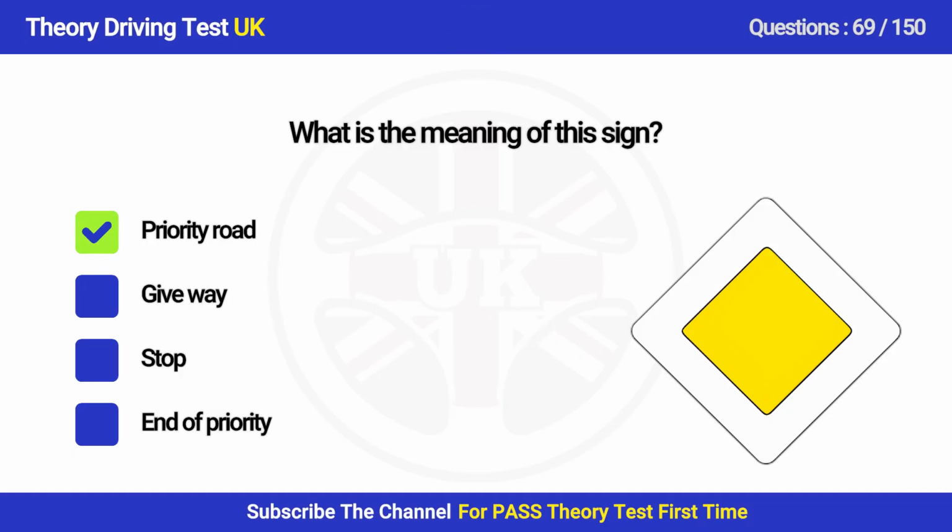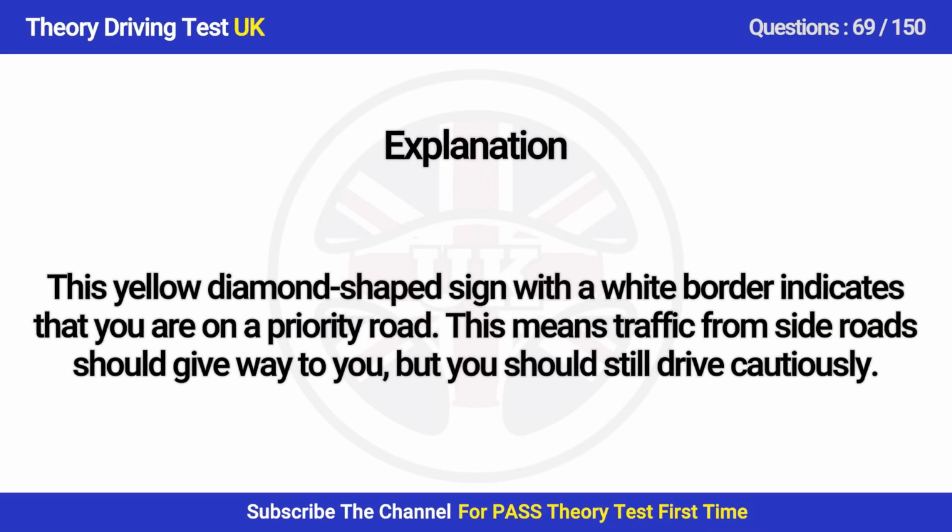Answer is A. Priority road. This yellow sign with a white border indicates that you are on a priority road. This means traffic from side roads should give way to you, but you should still drive cautiously.